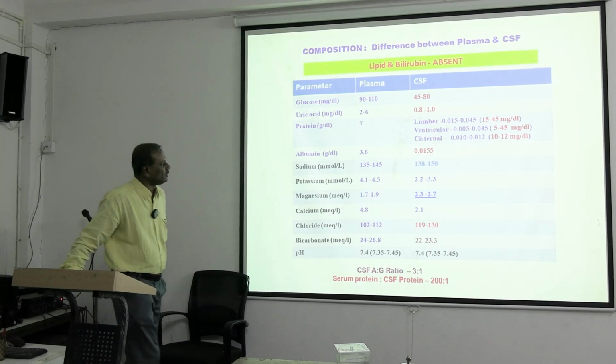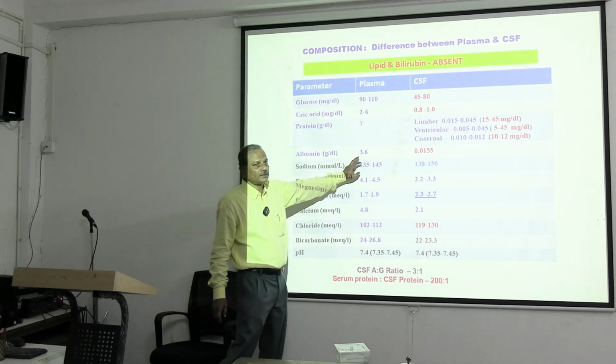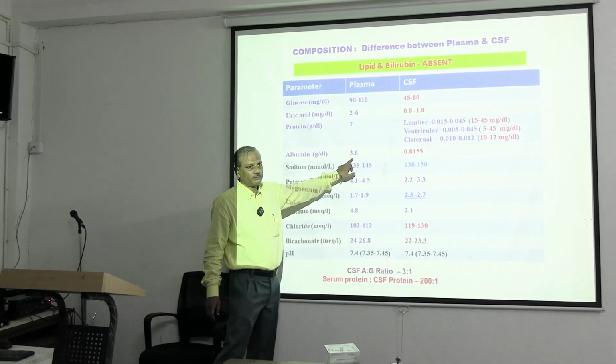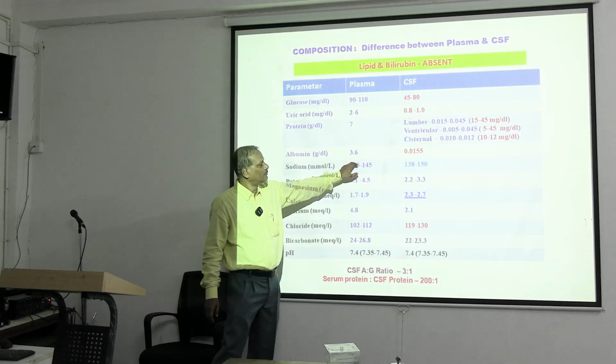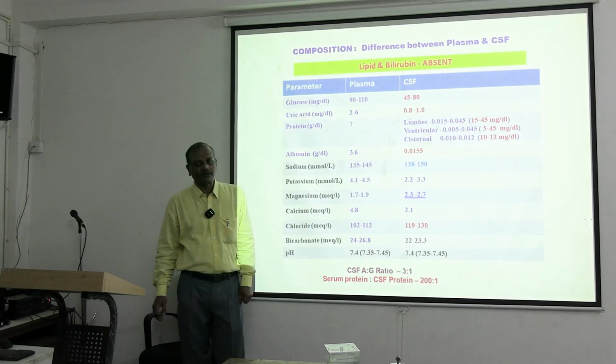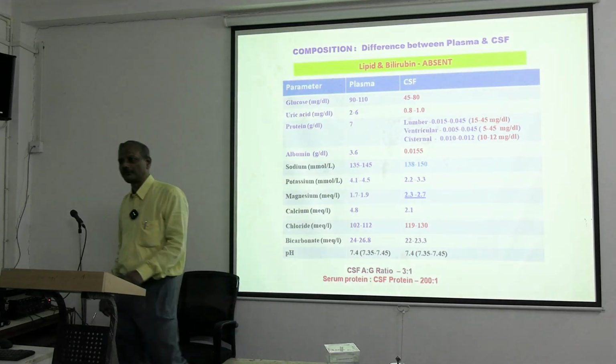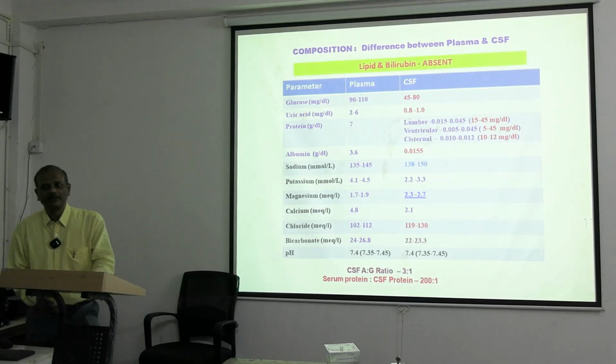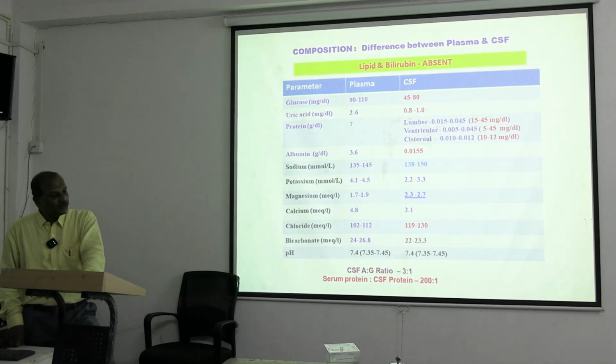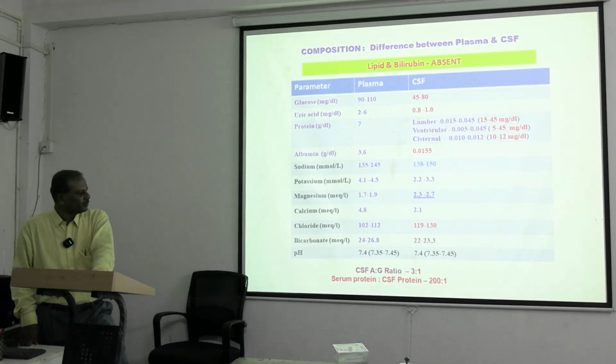Similarly, if you look at the globulin level, it is 3.6 gram in the plasma, but in the CSF we have approximately 0.0115 gram, that is 15 milligram. It's a very low amount. So the CSF albumin-globulin ratio is almost 3:1.